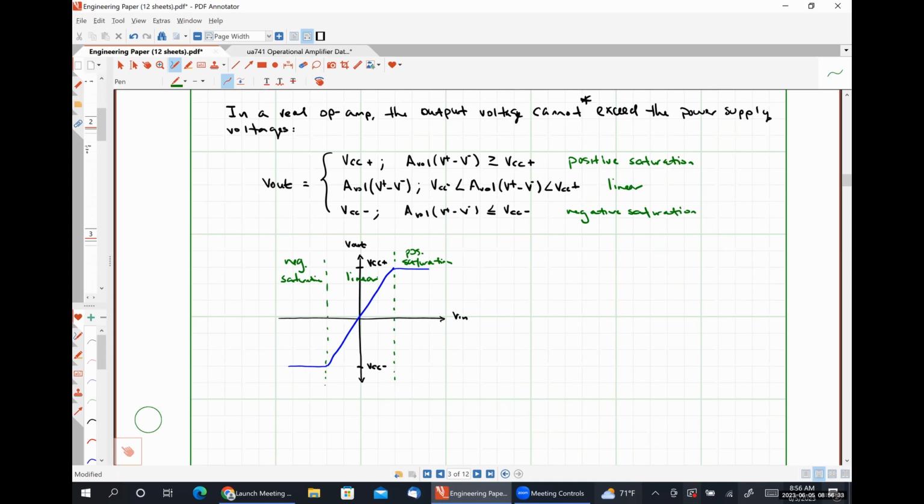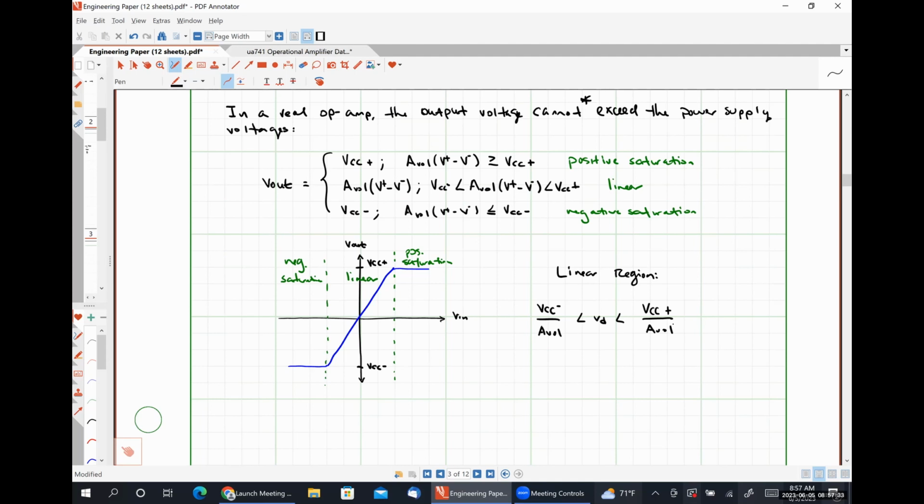Now, the slope of the linear region is set effectively by the open loop gain of the system, okay? So our linear region mathematically will extend from VCC minus over the open loop gain, is less than our differential voltage, to VCC plus divided by our open loop gain.